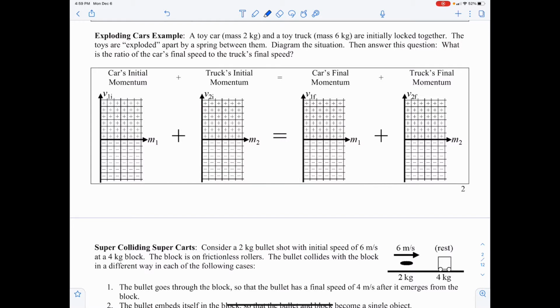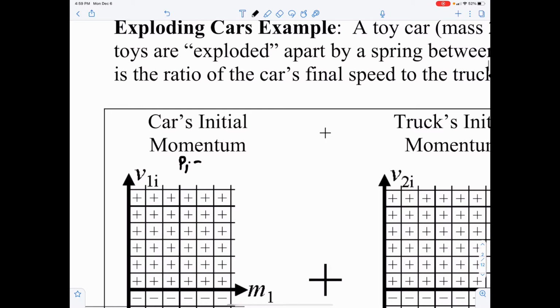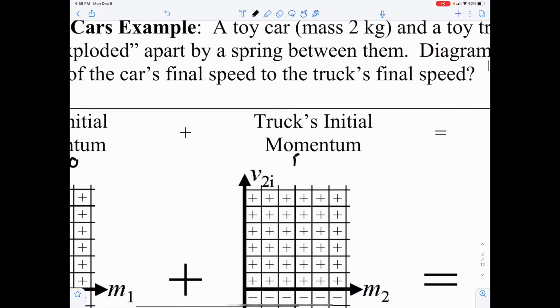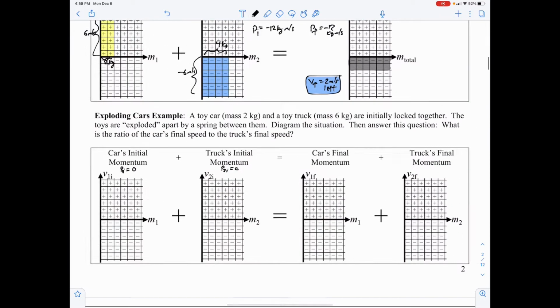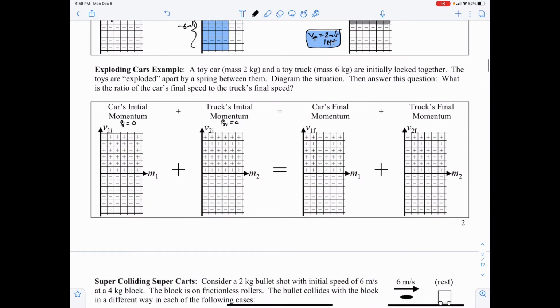Okay, so their initial momentum has to be 0 because they're locked together. They're not moving. So P1 initial is 0. P2 initial is 0. 0 momentum beforehand, so there's nothing, okay? But now, the car's final momentum, well, here's how we can kind of figure this out.